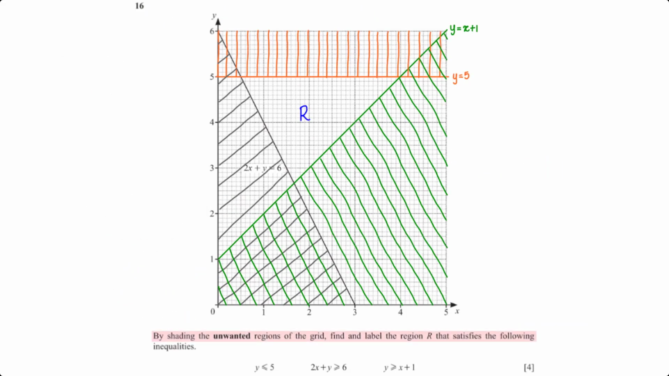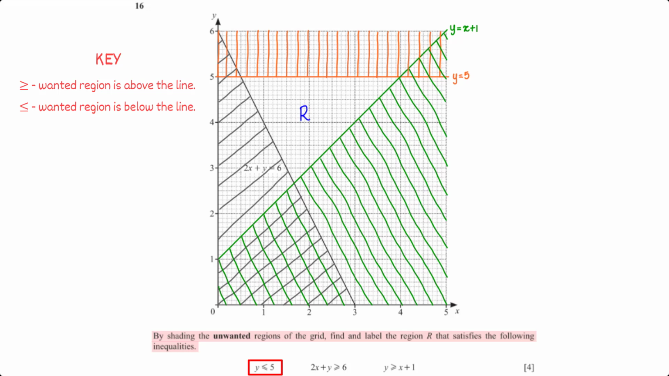By shading the unwanted regions of the grid, find and label the region R that satisfies the following inequalities. For the first inequality, we draw the line y equals 5. For the second inequality, the line 2x plus y equals 6 has already been drawn for us. And for the final inequality, we draw the line y equals x plus 1. After drawing these lines, we can start shading the unwanted regions.